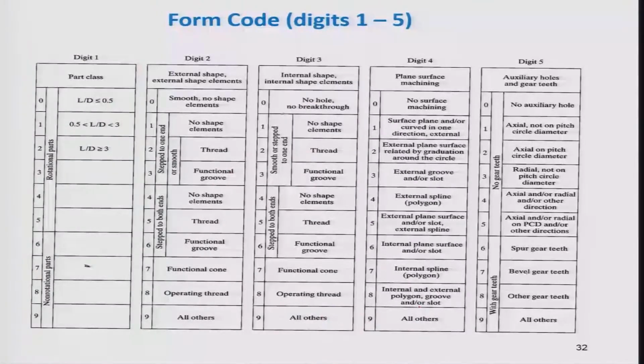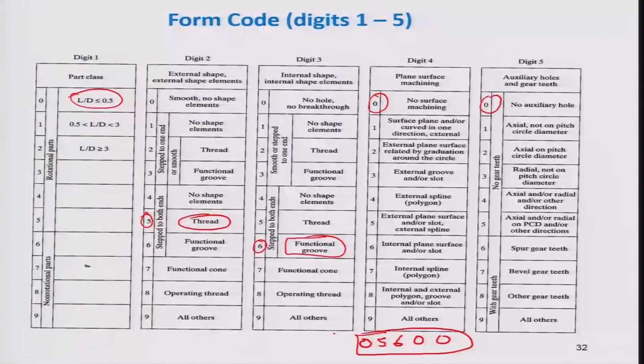Okay, so here in more detail, suppose the L by D ratio is smaller than 0.5 and you are going to make a threaded screw, so you will have to assign digit 5 for the threading system. Okay, for digit 3, here again suppose it requires a functional group, then you will have to take 6. Again suppose no further machining is required, then you will have to assign 0, and no auxiliary hole is required, so you will assign 0. So the final code will be 0 5 6 0 0.